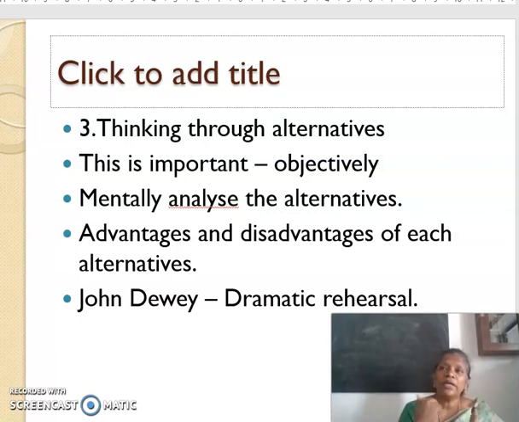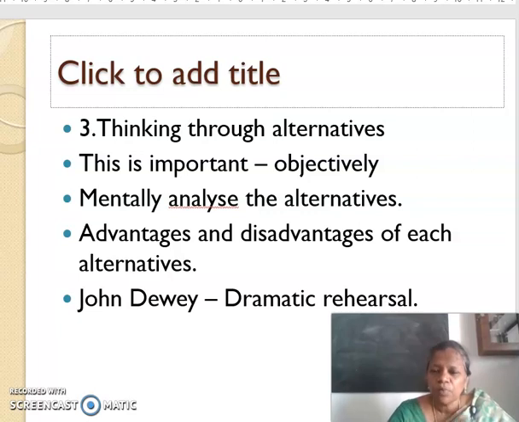For example, take the previous example itself, from identifying alternatives: which college you have to choose. If I study a professional course, what are the advantages, what is the job opportunity, etc.? If I choose an arts or science course, what is my opportunity? So you have to analyze each one of the alternatives separately. What are the advantages and disadvantages of each alternative? You have to analyze it. Understand? That's very, very important.